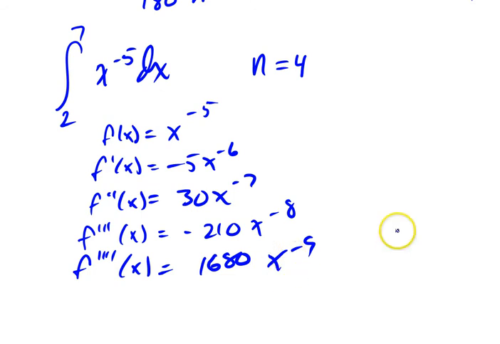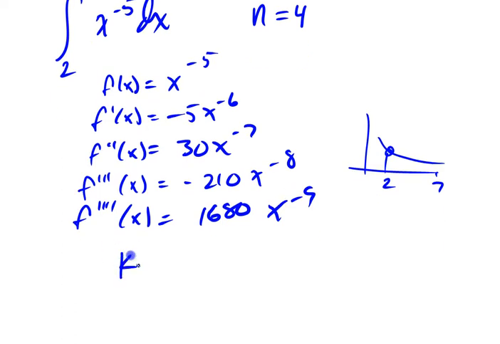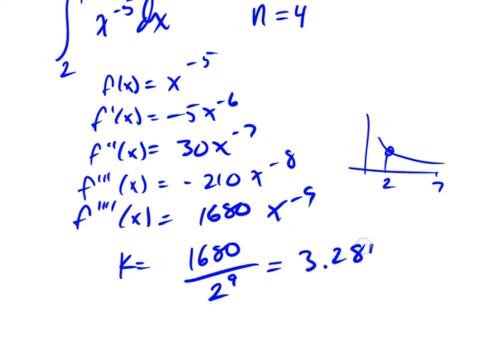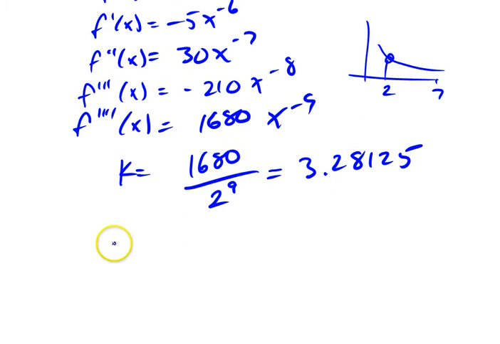Again, this x to the negative 9 is a decreasing function like that. So this fourth derivative is going to be biggest at the left-hand point here. So we're going from 2 to 7. The fourth derivative will be biggest at 2. So k is going to equal 1680 divided by 2 to the 9th. Holy mackerel, what is that equal to? It is 3.28125.